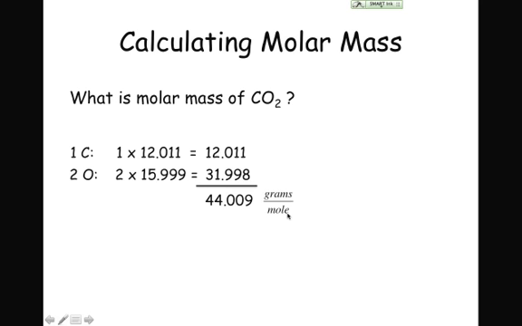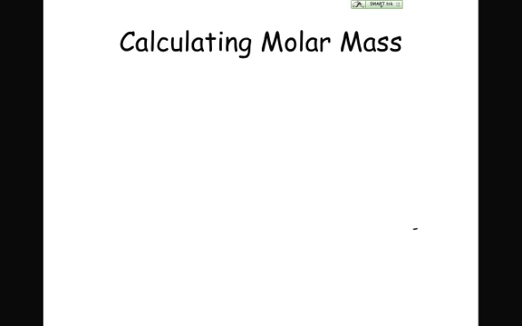You could write this, and it would probably be more effective and easier if you wrote this as 44.009 grams CO2 over 1 mole. And you can put the unit here, CO2, as well. That would be a more precise unit, if you will. This many grams of carbon dioxide in a mole of carbon dioxide. And so that wasn't too bad, was it? Not too shabby to do that. Let's take a look at another example.